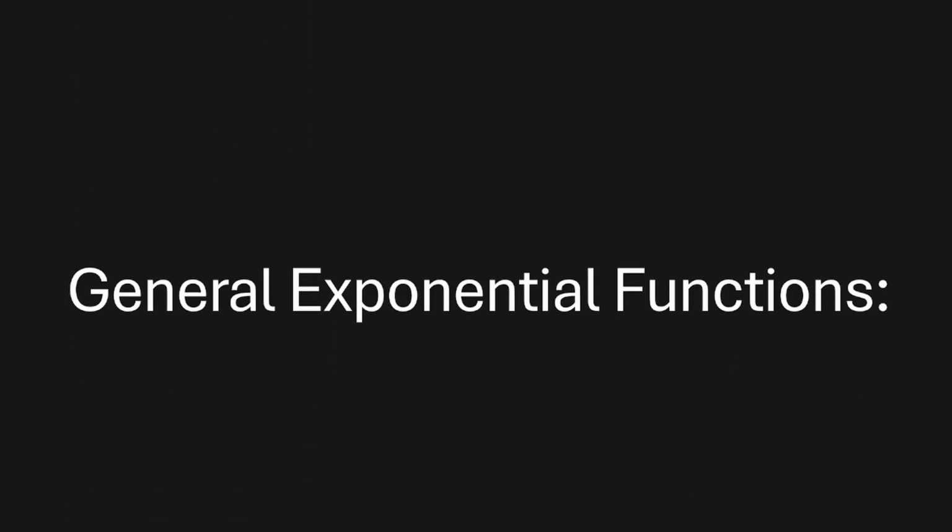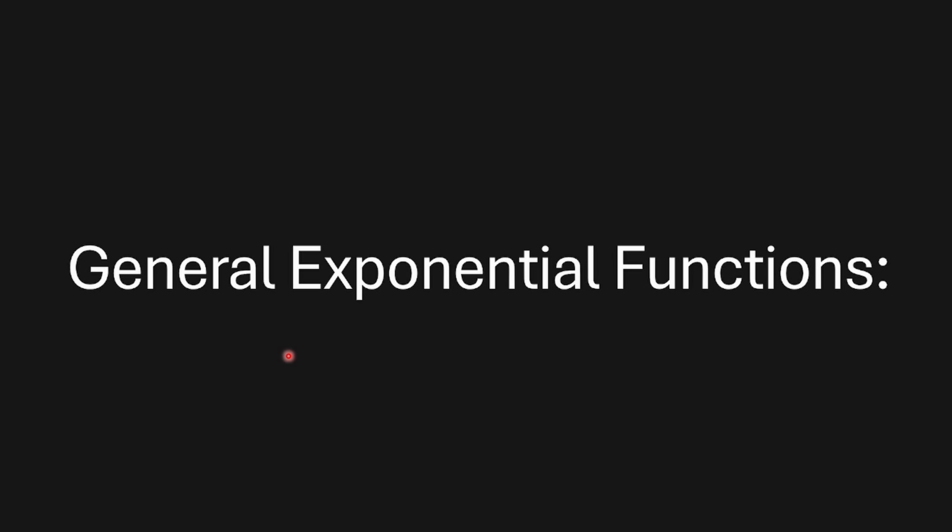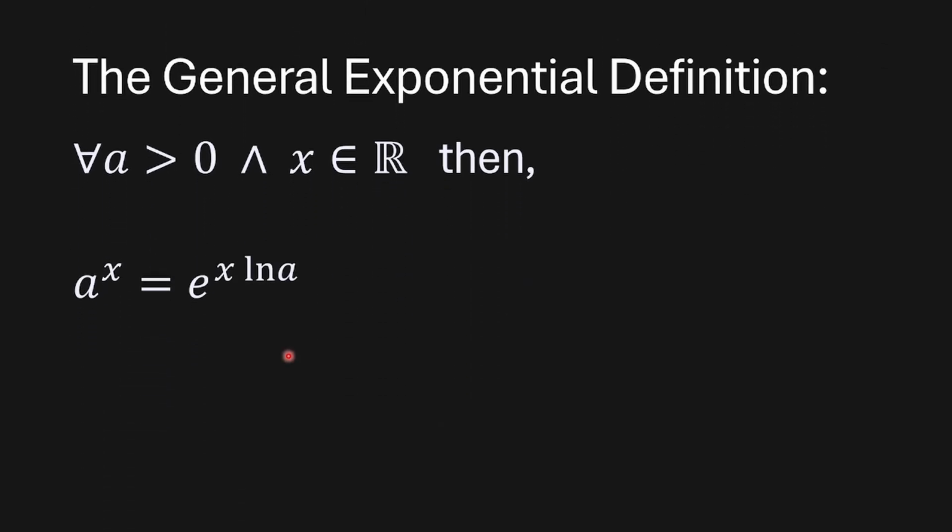Alright. Now general exponential functions. The general exponential definition. So for all a greater than 0 and for x that is a real number, we have the following equation. a to the power of x can be rewritten as e to the power of x ln a. And why is this true? Well, if we take this x and put it back in the exponent since it is a factor, we have e to the ln a, to the x. The ln and the e cancel out because they're inverses, and we're just left with a to the x. So we know this equality holds true.